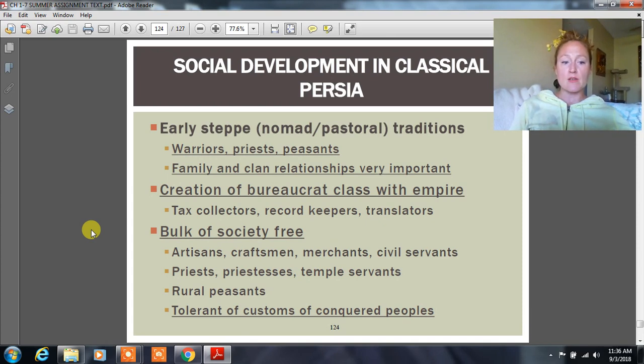But as they get settled and as Cyrus develops the Achaemenid Empire, they're going to create a bureaucrat class. So that means you're going to have peasants and agriculturalists and farmers. This means you're going to have artisans and craftsmen, but this also means they've basically created another social class that's elevated of government officials, and government officials could be tax collectors, record keepers, or even translators.